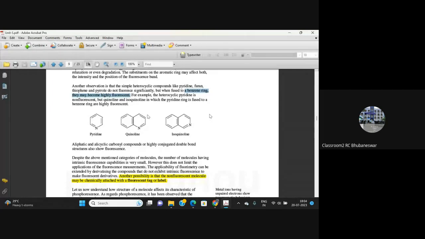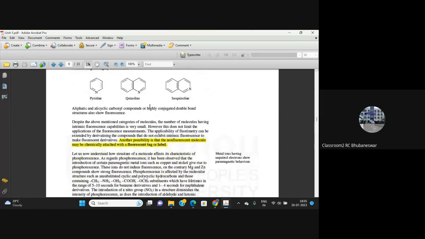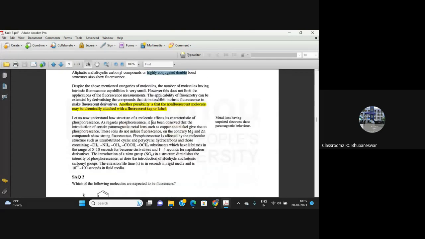This is the beauty of this kind of moiety. For example, the heterocyclic pyridine is non-fluorescent, but quinoline and isoquinoline are fluorescent because of highly conjugated double bonds. Conjugation is more, and the flow of electron cloud is more. So that is the reason.